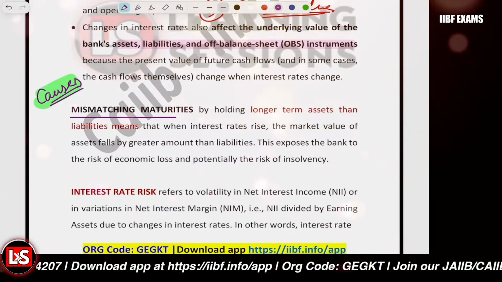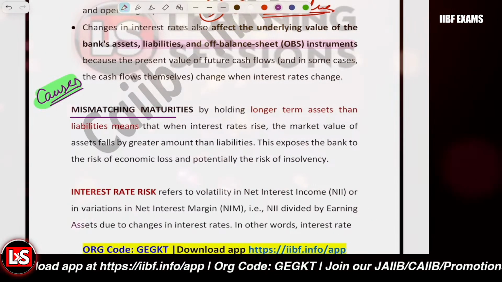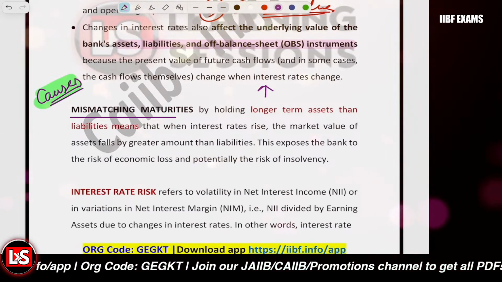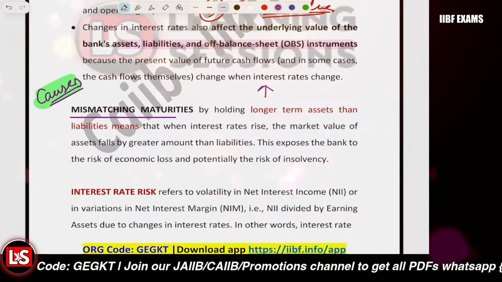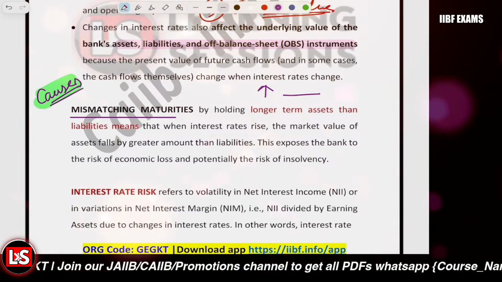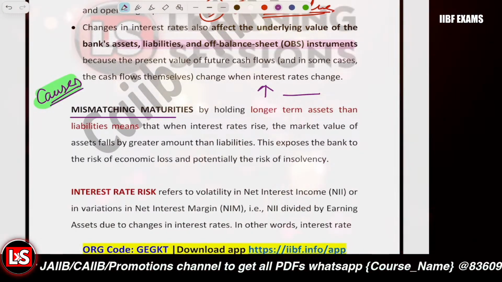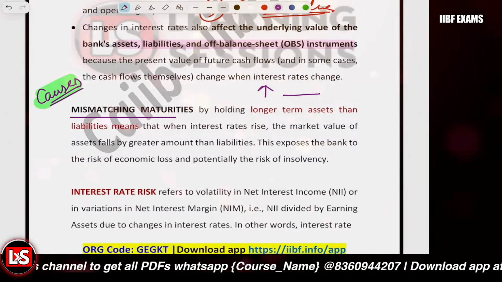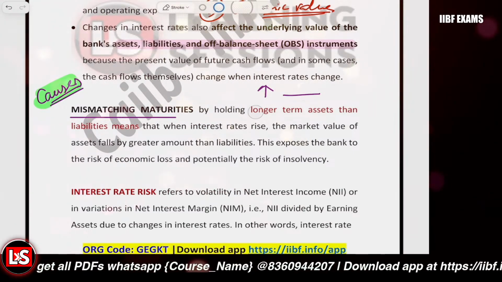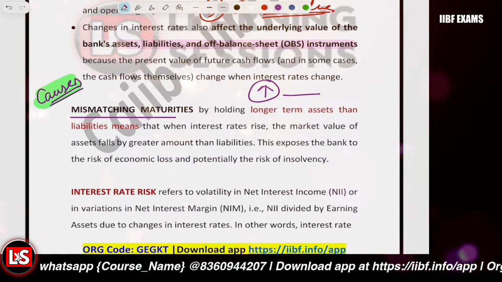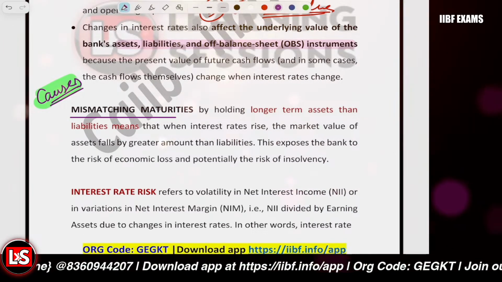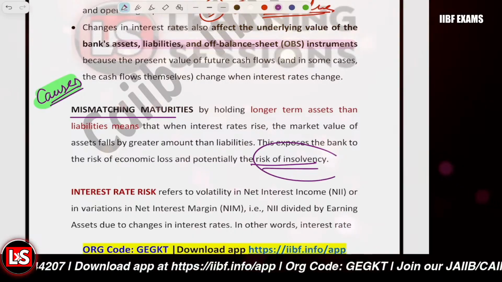So what will be the impact? If the interest rate increases, the asset value is going to fall more than the liabilities. The asset value falls more than the liabilities if the interest rate increases on the liabilities, right? And it will lead to what? It will lead to the erosion risk. The risk of insolvency will be there.